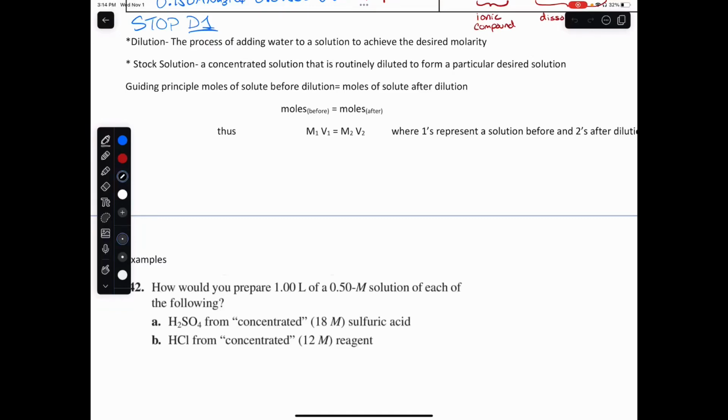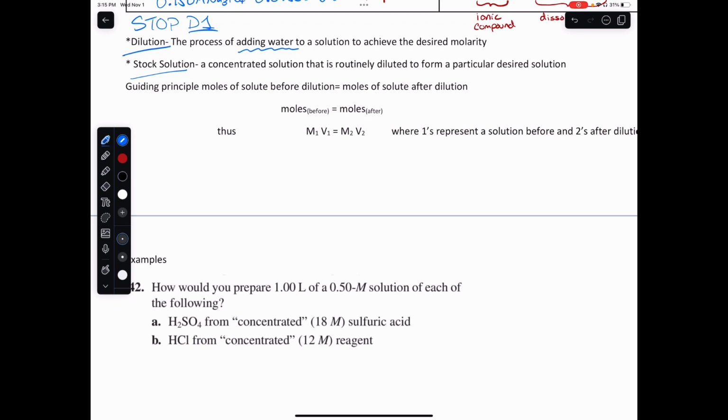The next topic that we want to cover is dilution. As we can see from the definition, it's the process of adding water to a solution to achieve a desired molarity. So you can think about it as watering something down. When you dilute something, you're basically watering it down. Often we use another vocabulary term associated with dilution, and that is the stock solution. And that's a concentrated solution that's routinely used for dilution to achieve a certain molarity.